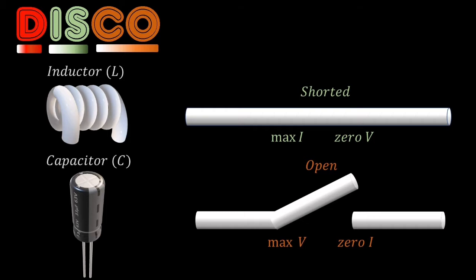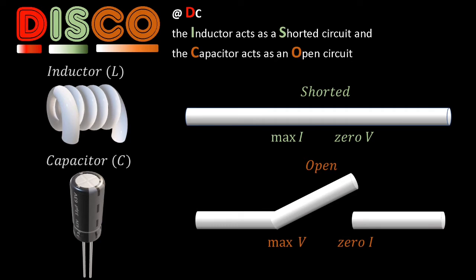Guys, I just want to summarize the statement that at DC, the inductor acts as a shorted circuit and the capacitor acts as an open circuit. Now, it is also good to assume guys that we are in the steady state and not pure DC. So guys, yan ang meaning ng mnemonics na disco. And now, gagamitin natin yung mga formulas para mas ma-explain na maganda yung ating concept.